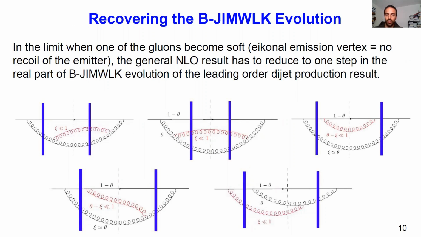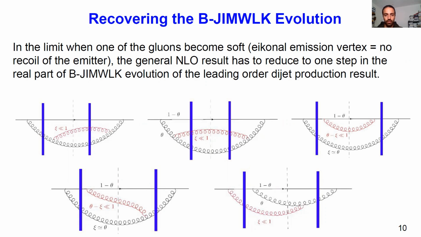Now, once we have this cross-section, we can check whether this result is correct or not. And one of the most interesting checks that we can do is to take the case that one of the gluons is soft. And we managed to show that for this case, the result corresponds to JIMWLK acting on the leading order result.